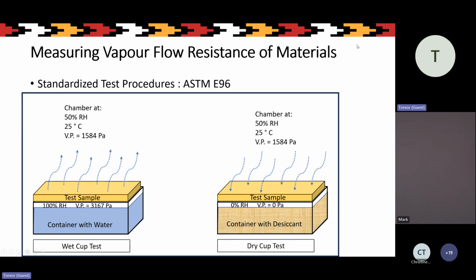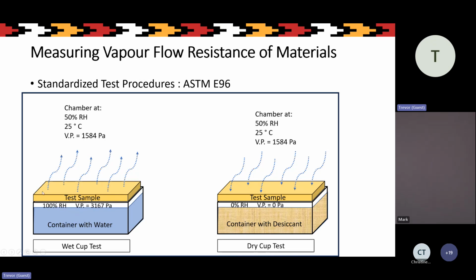So how do we measure the vapor flow resistance of a material? There are two major ways to do that. One is called a wet cup test, and one is called a dry cup test. In a wet cup test, you place the test sample on top of a container that's filled with water. There has to be an air gap here because you can't have the liquid water touching the test sample, or we'll get into other things like capillary movement of water, which we don't want to deal with. So it has to be a small air gap.